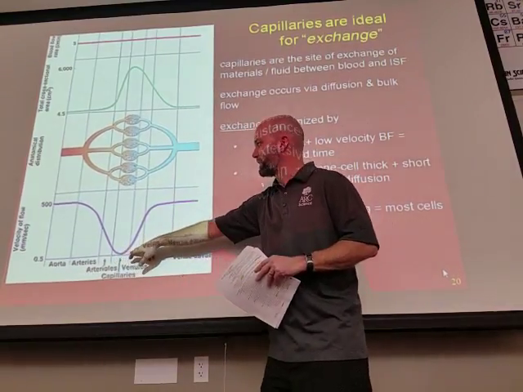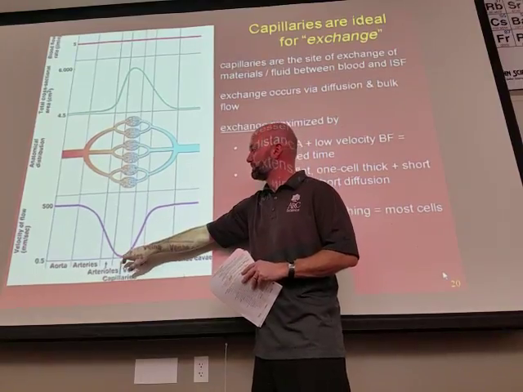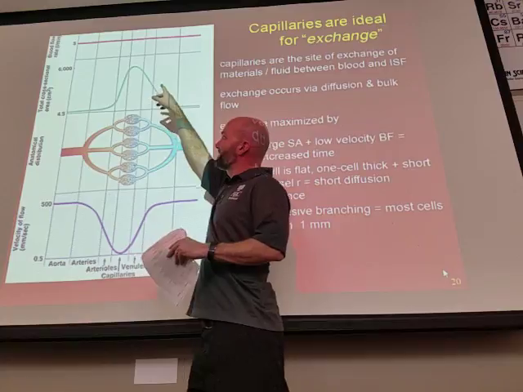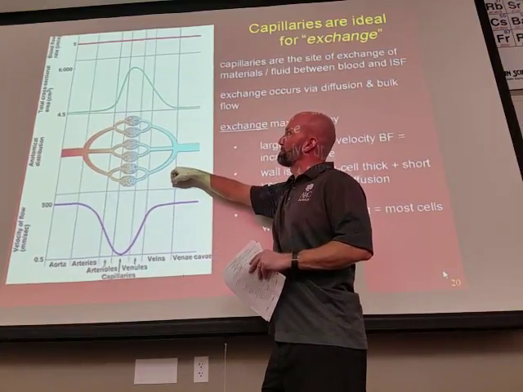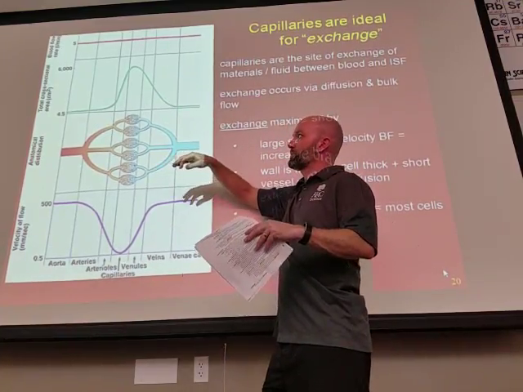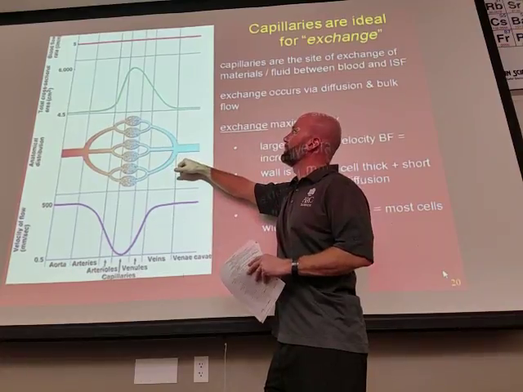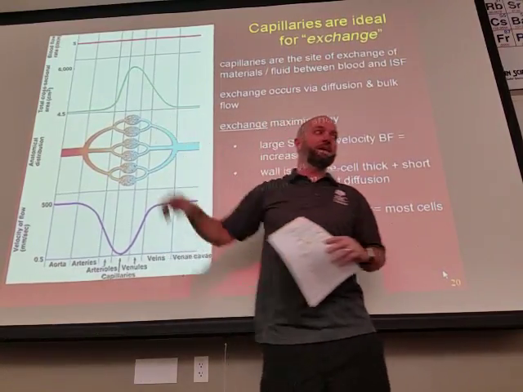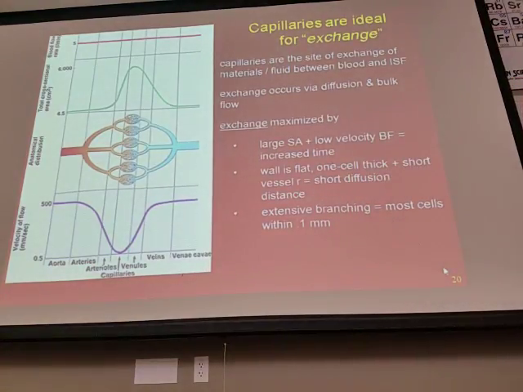So you can see that velocity is at its lowest when blood goes through capillaries. Surface area is at its greatest. And the larger the surface area, the more exchange that we can carry out. And then flow is the same no matter where you are in the system.